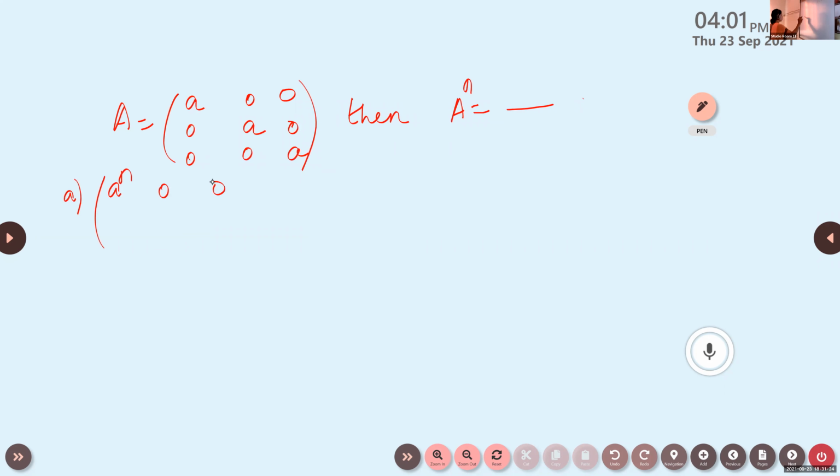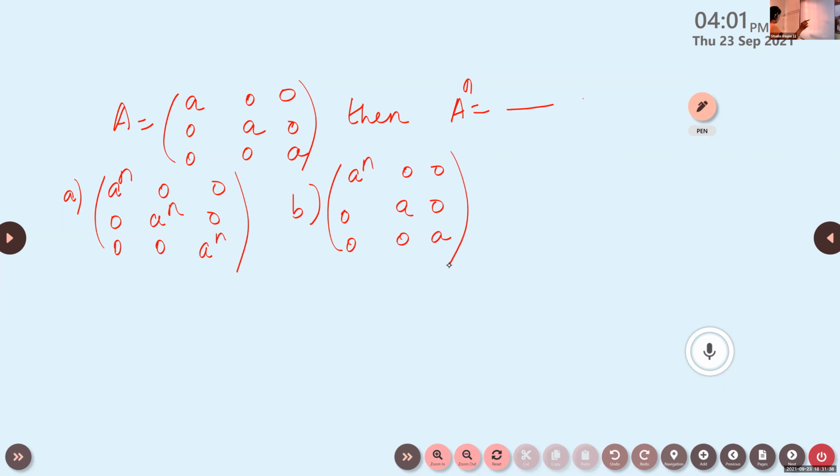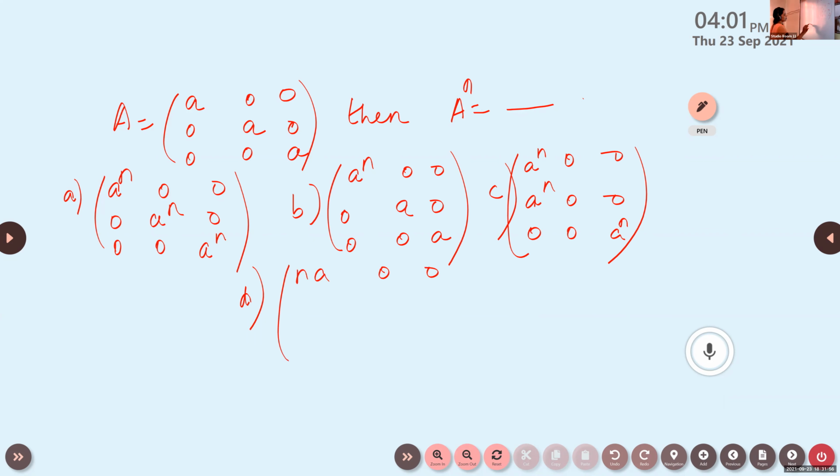Option A: the matrix with A raised to n on the diagonal and zeros elsewhere. B: A raised to n, A, A on the diagonal. C: a matrix with A raised to n in some positions and zeros elsewhere. D: the matrix with nA on the diagonal and zeros elsewhere. What is the answer?